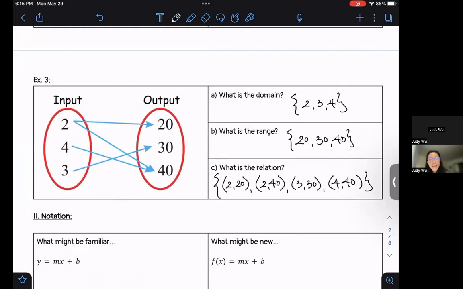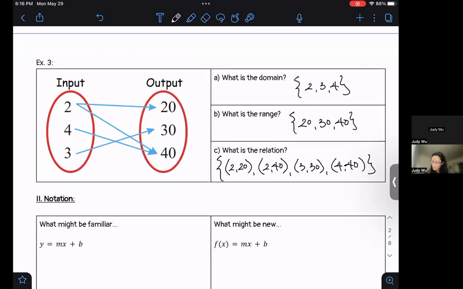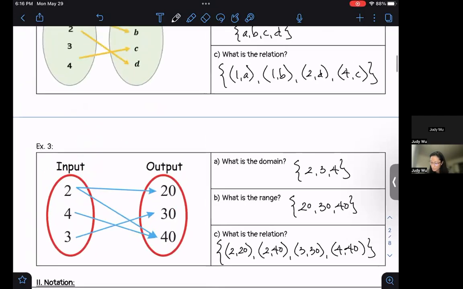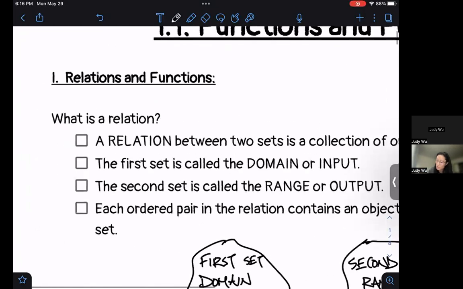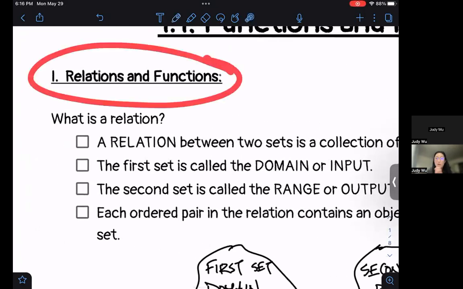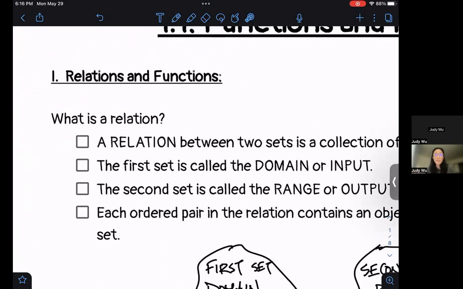I hope we're getting the hang of identifying the domain, the range, and the relation as it comes with our mapping diagram. Now I want to go back over the three examples we've just done. We've taken a look at the domain, the range, and the relation, but if we scroll back up to this topic, what we really want to see is a relation and a function. So it's important for us to be able to answer this question: what is a function?